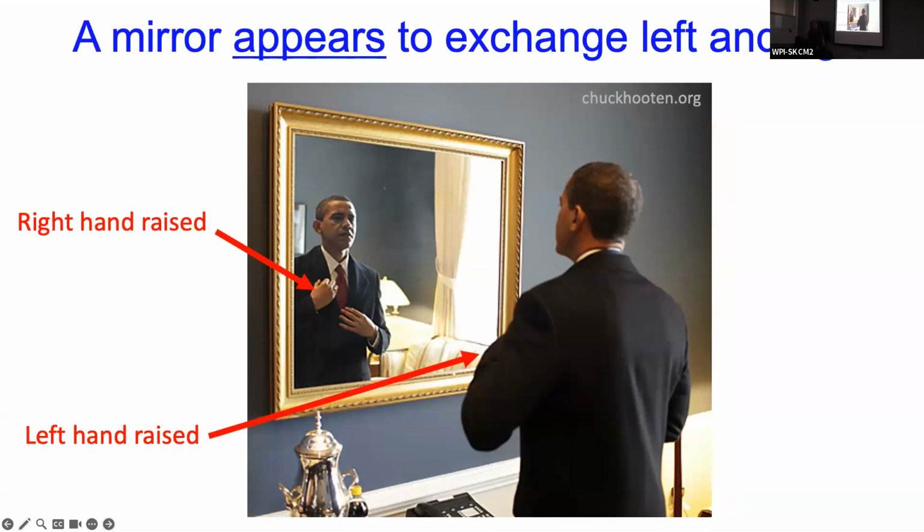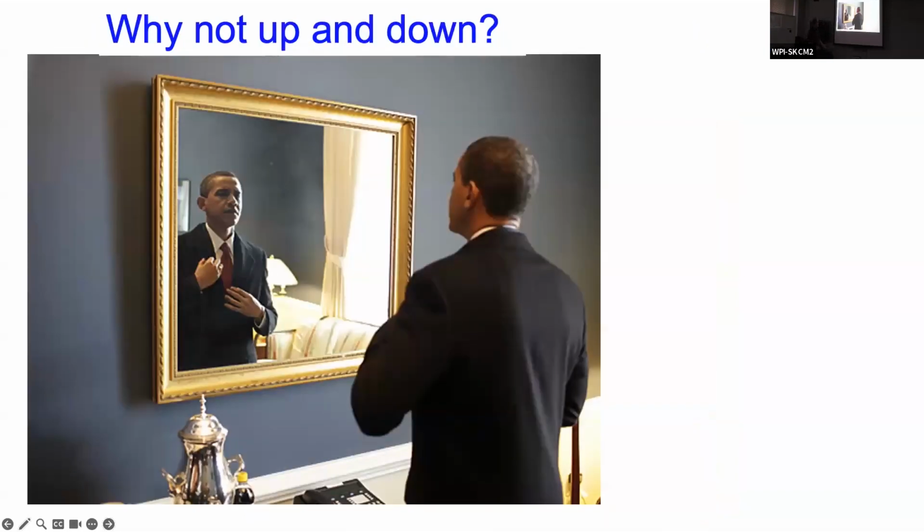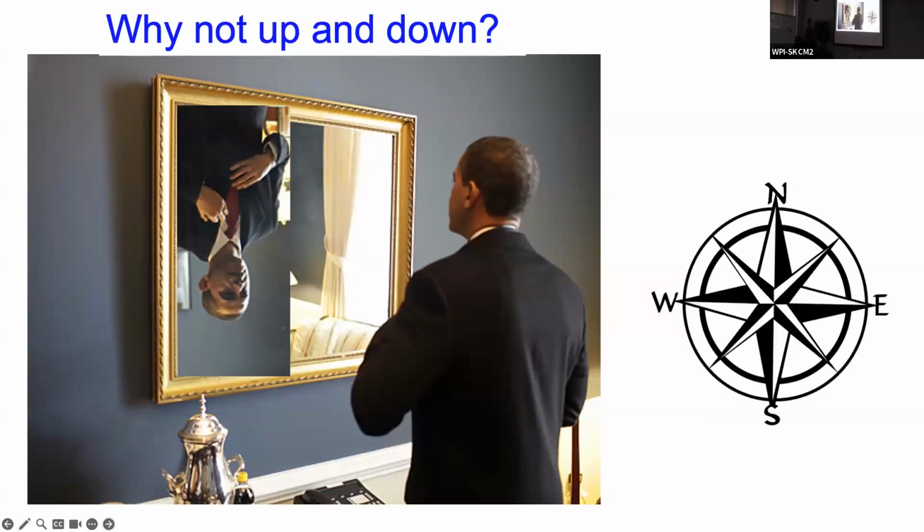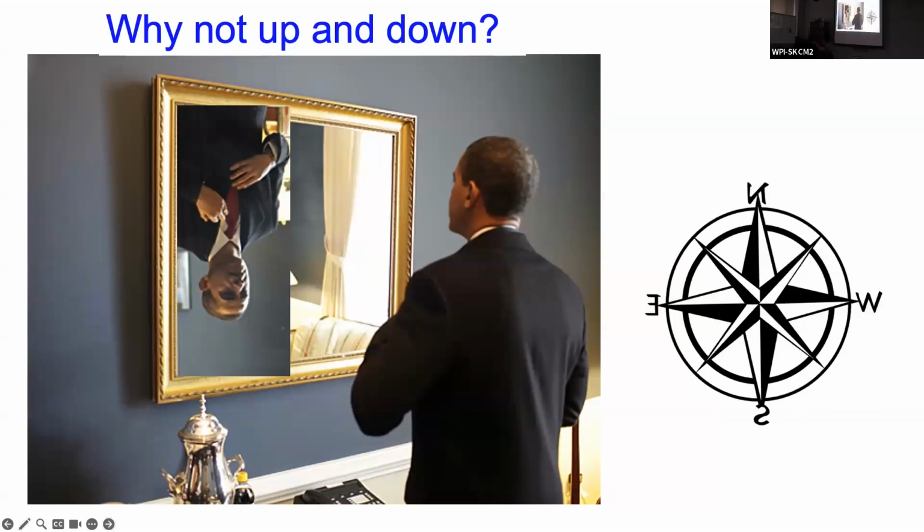And so a mirror seems to exchange left and right. But why doesn't it exchange up and down at the same time? Why left and right, but not up and down? It's a plain mirror after all. It's not some hyperbolic planar mirror, although I bet there are some people here who might be able to say something about that. In any case, what's so special about East and West compared with North and South?